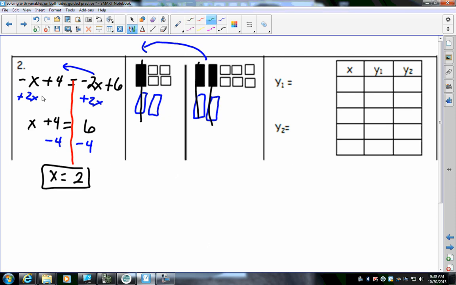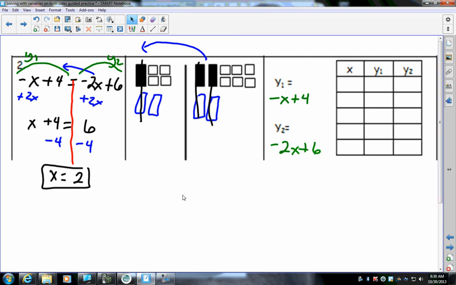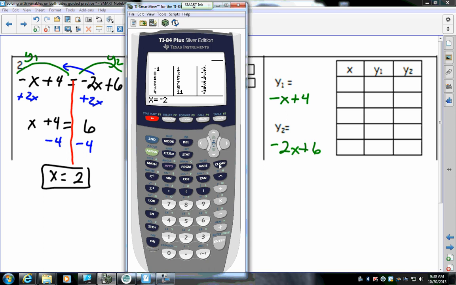So to put it in the calculator, I'm going to put the left-hand side into y1. So I'm going to put negative x plus 4 and y2 negative 2x plus 6. I expect you to have all of this filled out. Everything that I'm writing on this guided practice, when you turn this in, you need to have that on your paper as well. So I'm going to go to y equals. Make sure you clear them out. And I've got negative x plus 4, negative 2x plus 6. Second graph.